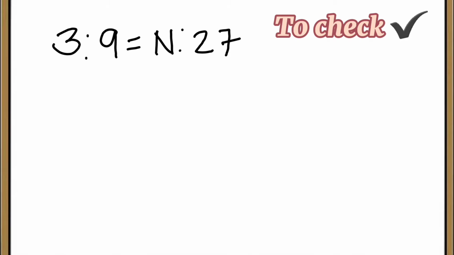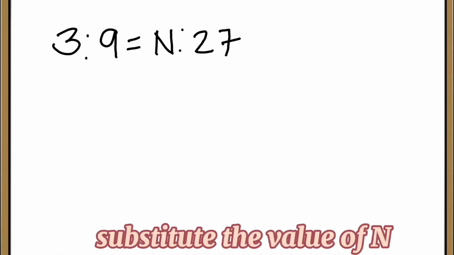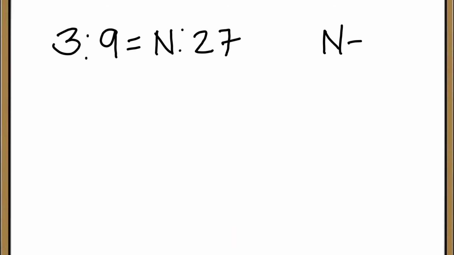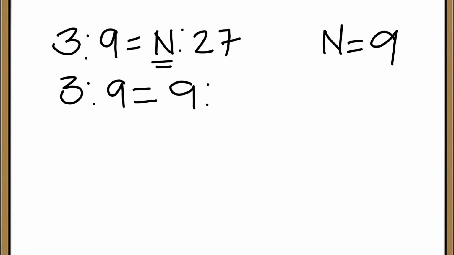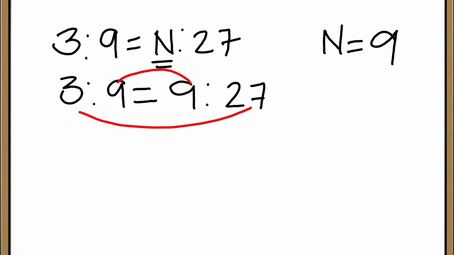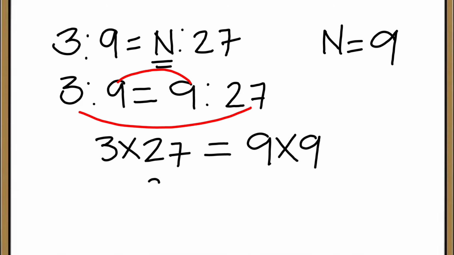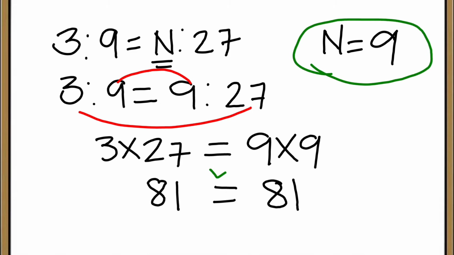To check whether our answer is correct or not, ang kailangan lang natin gawin ay i-substitute yung nakuha nating value ng n. Kanina, ang nakuha nating value ng n ay 9. So, tingnan natin kung tama ang ating sagot. So, we have 3 is to 9 equals, papalitan na natin yung n ng 9, is to 27. So, ganun pa din yung gagawin natin. We will multiply the extremes and the means. So, let's multiply 3 times 27 equals 9 times 9. 3 times 27, katulad na nakuha nating sagot kanina, is 81. And 9 times 9 equals 81 din. Therefore, yung nakuha nating sagot, which is n is equal to 9, is we can say na correct because they have the same product, which is 81.